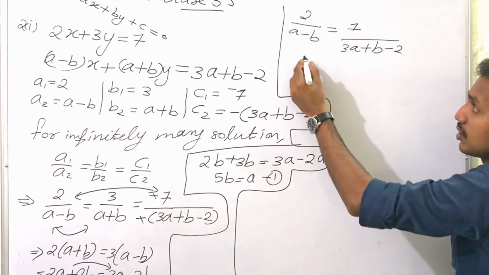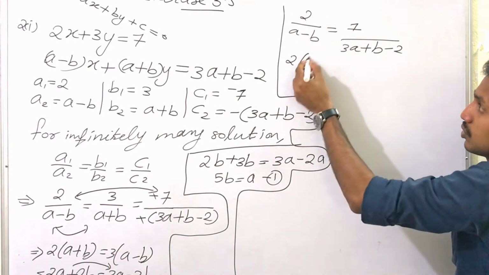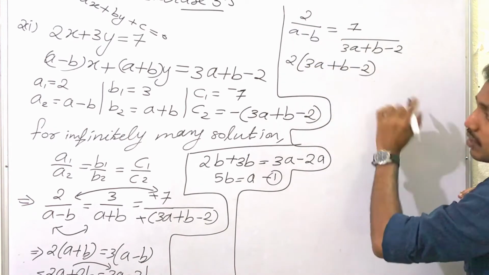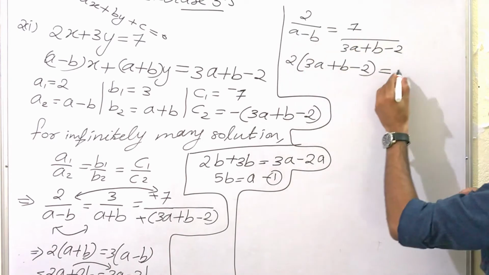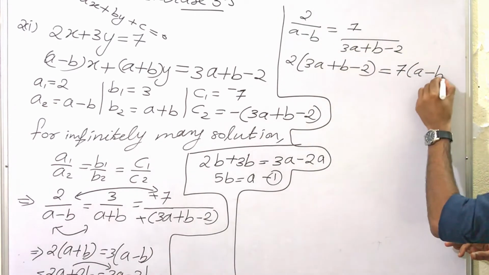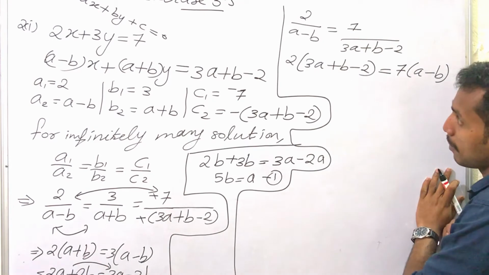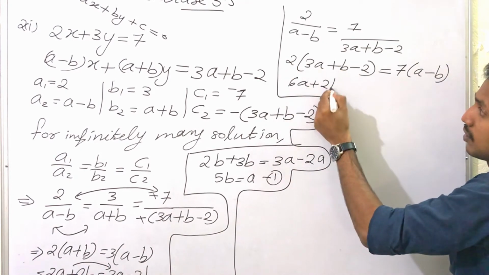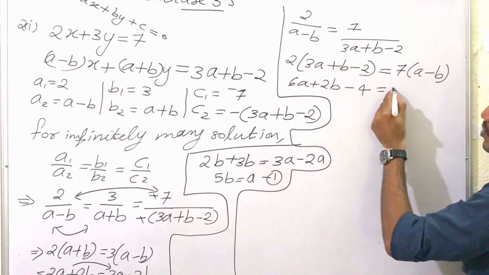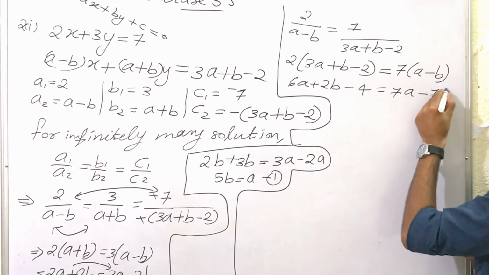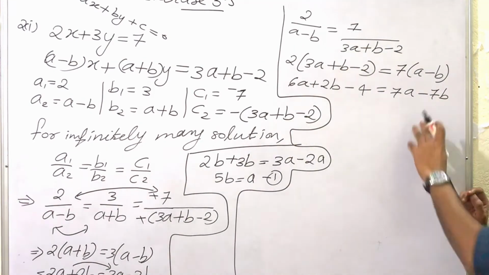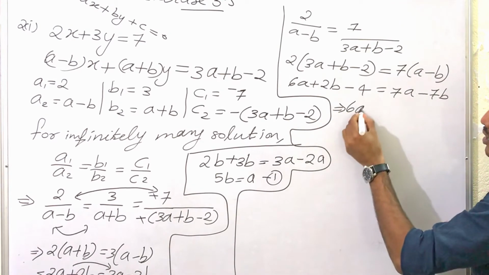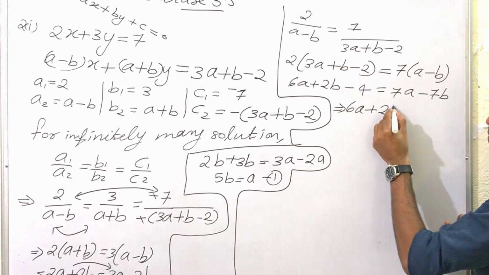Just cross multiply it. 2 into (3a plus b minus 2), crossing these two, equal to 7 into (a minus b). Then 6a plus 2b minus 4 is equal to 7a minus 7b. This is a linear equation in two variables. Again simplify. 6a plus 2b.